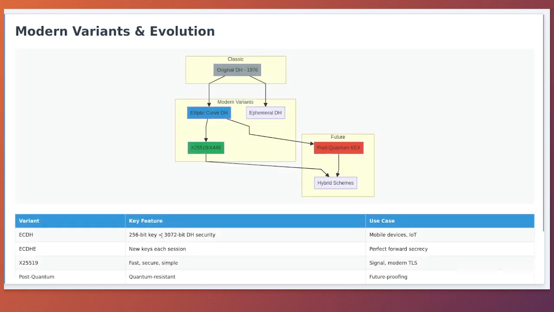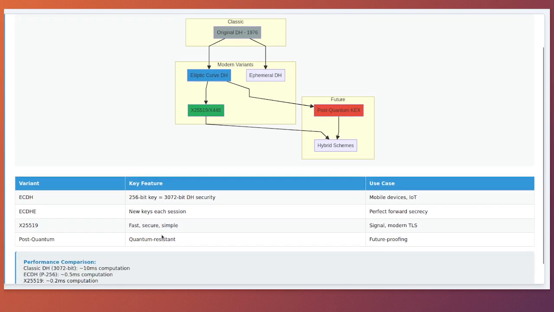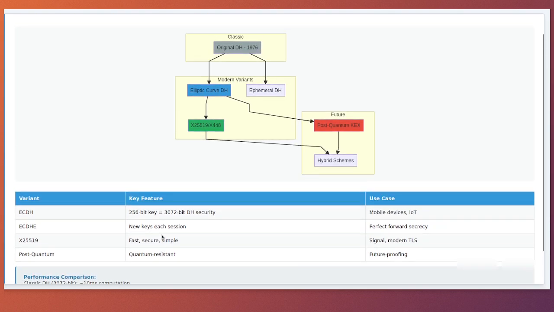Modern variants and improvements. Since its invention in 1976, Diffie Hellman has evolved and spawned numerous variants, each addressing specific security needs or performance requirements. Let's explore some of the most important modern adaptations that keep this classic algorithm relevant in today's digital landscape.